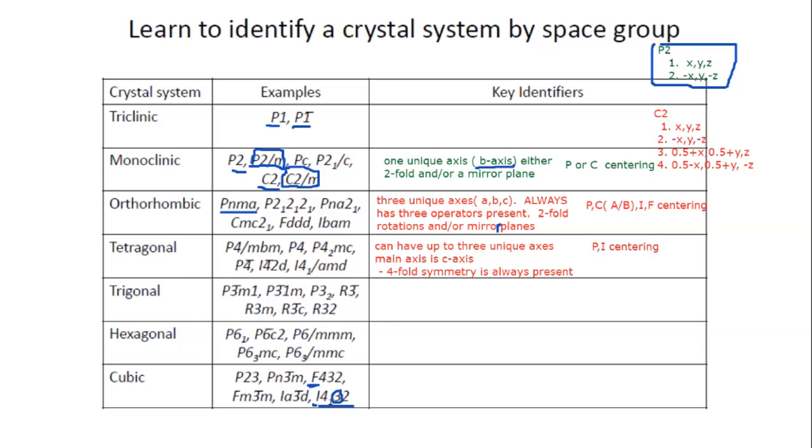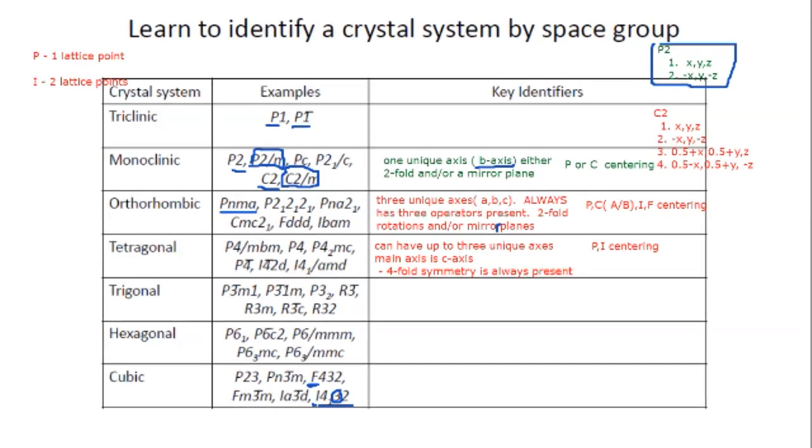Now, primitive, we said, has 1 lattice point. So if it was body-centered, it has 2 lattice points. And what that means is that the number of symmetry operators for a body-centered compared to a primitive would be double. So if you know all the primitive symmetry operators, and you have this exact same space group, but now it's body-centered, it's going to have double the number of symmetry operators. Because again, for body-centered, you have 2 unique lattice points, and each unique lattice point gets its own set of symmetry operators.